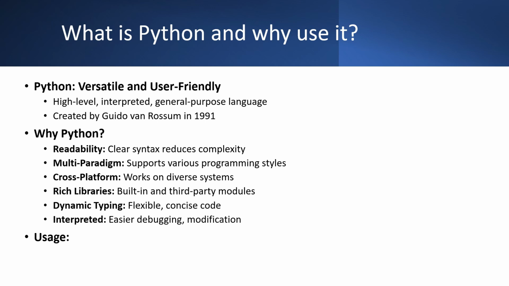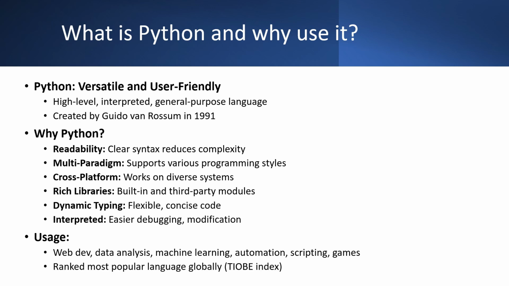These are some of the reasons why Python is widely used for various purposes such as web development, data analysis, machine learning, automation, scripting, game development, etc. According to the TIOBE Index, which ranks the popularity of programming languages based on various indicators such as search engine results, courses, books, etc., Python is currently the most popular programming language in the world.